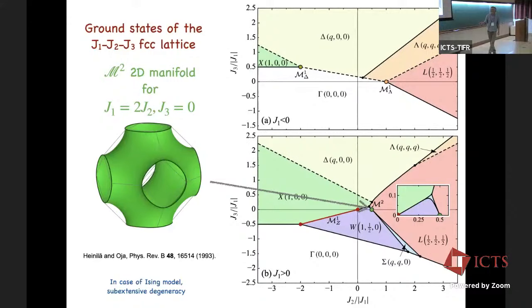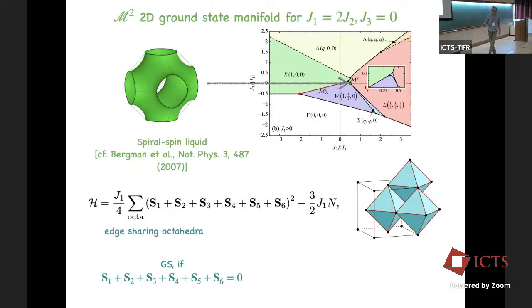In the case of the Ising model, it will also mean, and also the one-dimensional manifolds mean, sub-extensive degeneracy. So it is also perhaps linked to the talk that we had last week by Yongbek Kim. How do we understand this?